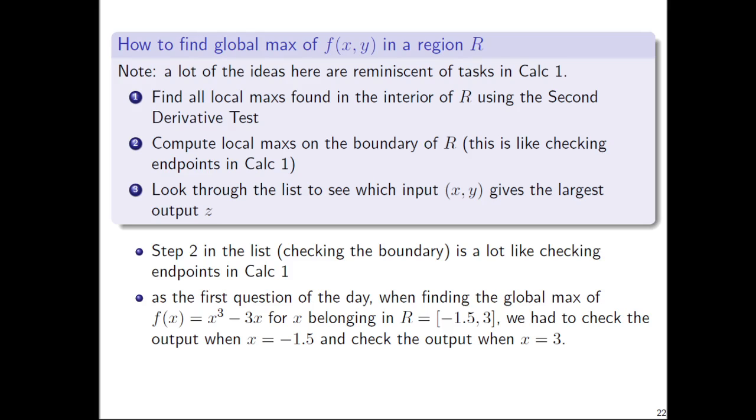As the first question of today, we're talking about finding the global max of x cubed minus 3x for x in the interval from -1.5 to 3. So I'm using capital R serving the same purpose, right? R is a certain subset of the input space. And we had to check what the output was at the two boundary values, at x equals -1.5 and at x equals 3. So we'll see examples of this kind of thing next time, of not only doing local mins and maxes, which was the main focus this time around, but next time you'll see a focus on what you do if you're given a region and how you check the boundary.